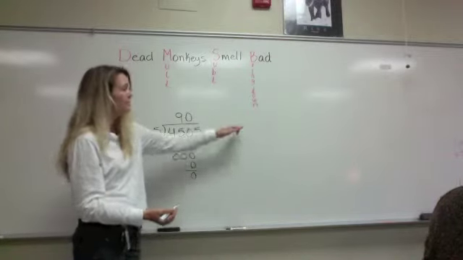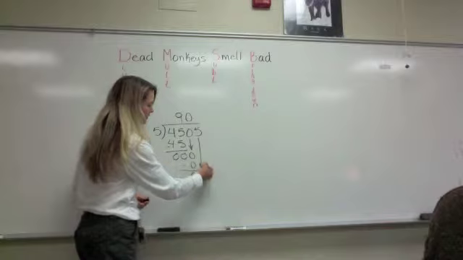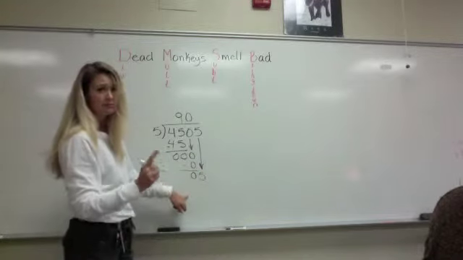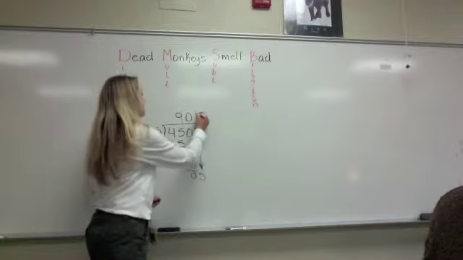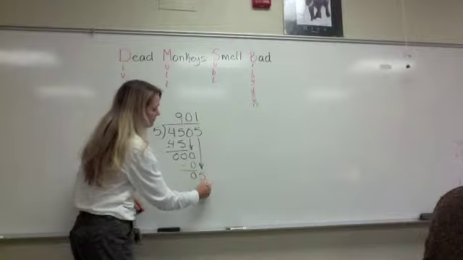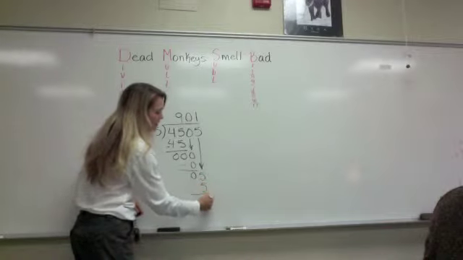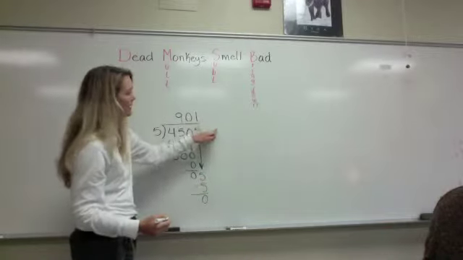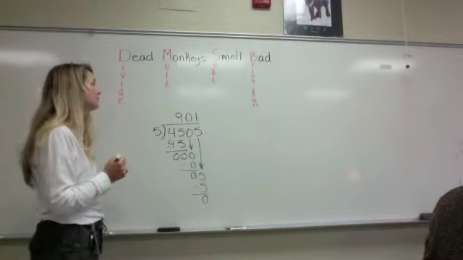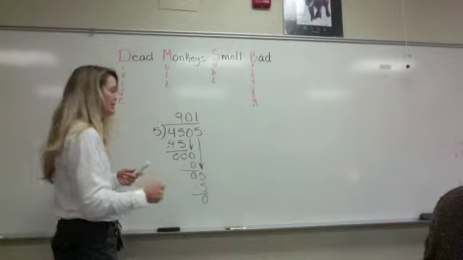Now I'm ready to bring down my last number. 5 goes into 5 how many times? Once. And now I multiply down. 1 times 5 is 5. I subtract, and I get 0. I'm out of numbers over here, and I'm done. Okay, let's take a look at another one.